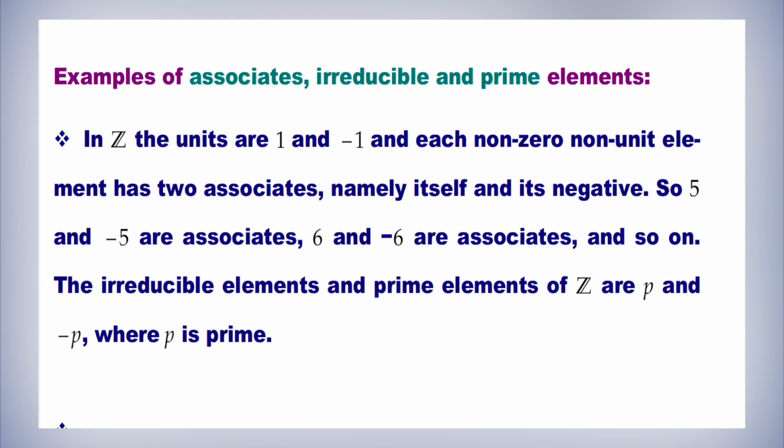In Z, the units are 1 and -1, and each non-zero, non-unit element has two associates, namely itself and its negative. So, 5 and -5 are associates, 6 and -6 are associates, and so on. The irreducible elements and prime elements of Z are p and -p, where p is prime.